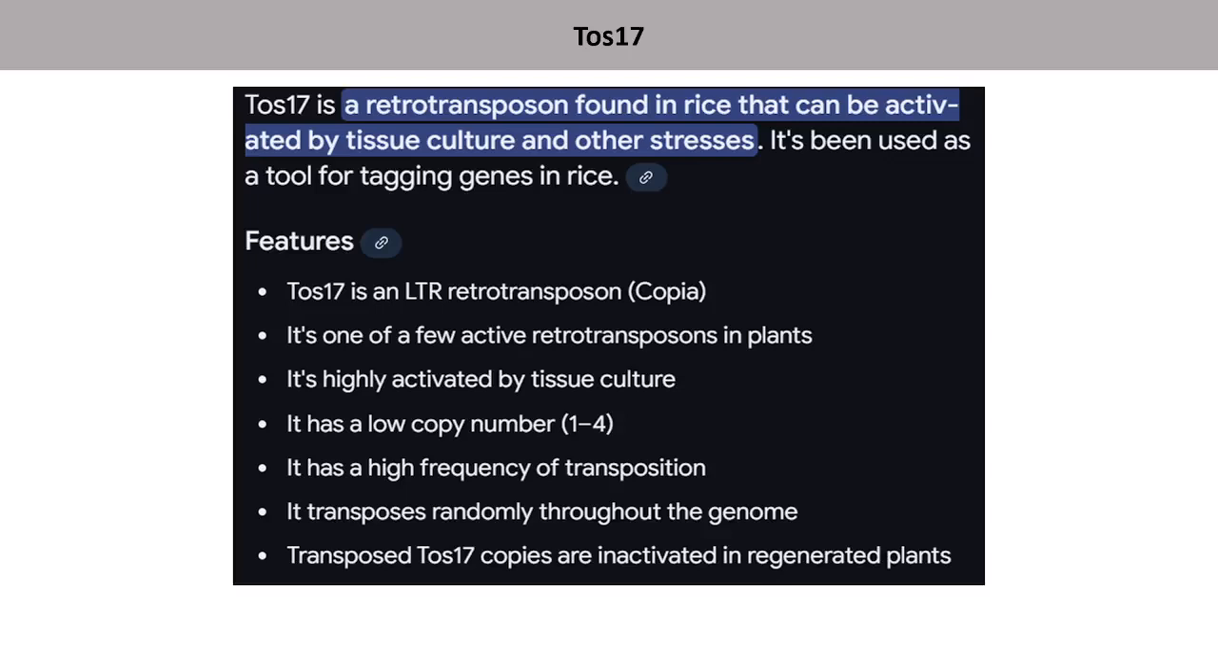That means this kind of transposon will definitely get activated due to some retroviral infection. And it is one of the few active transposons in plants, highly activated by tissue culture. It has low copy number and high frequency in transposition. It transposes randomly throughout the genome, and it is inactivated in regenerated plants.